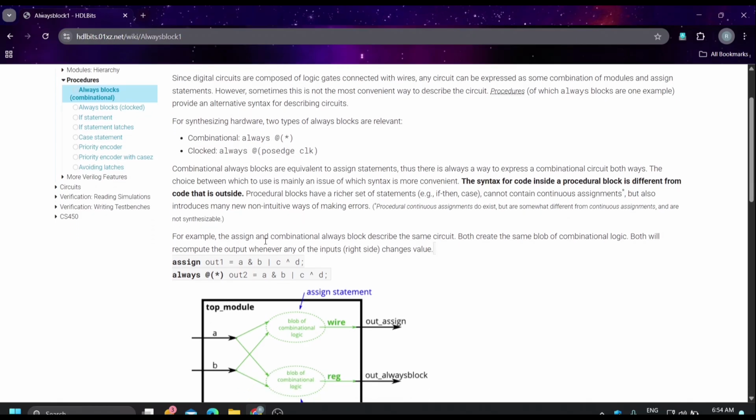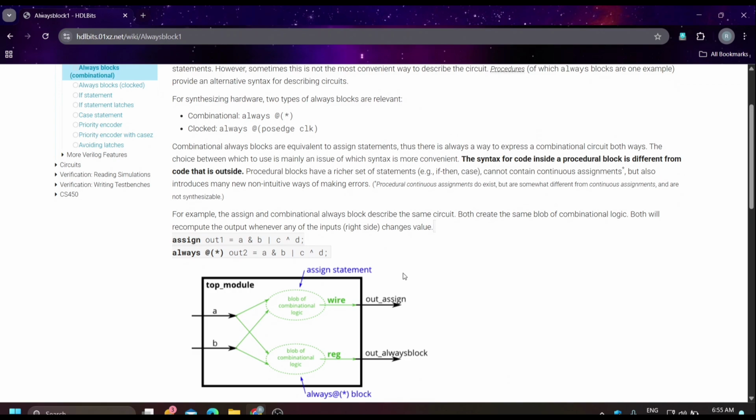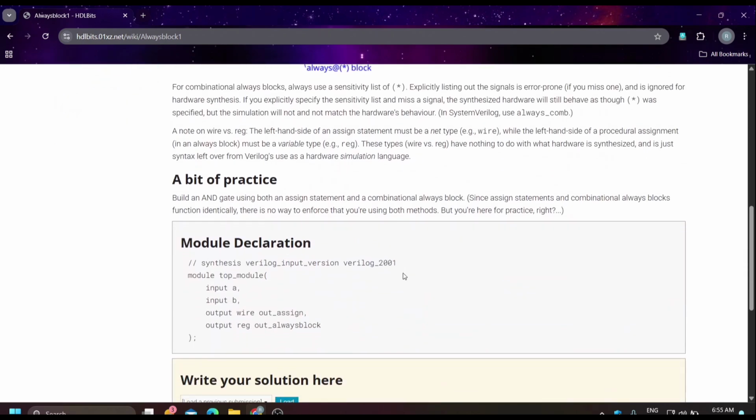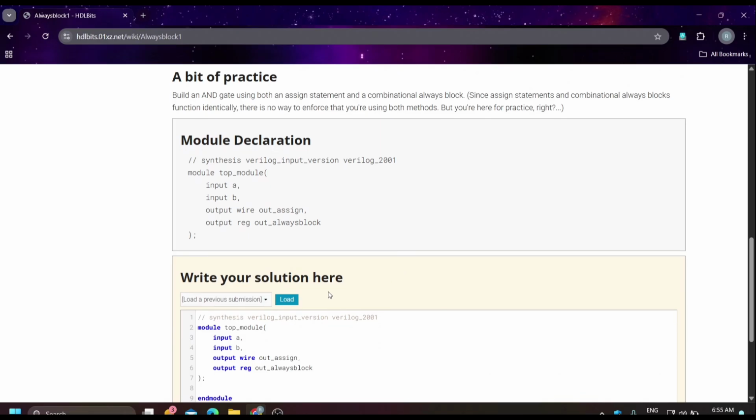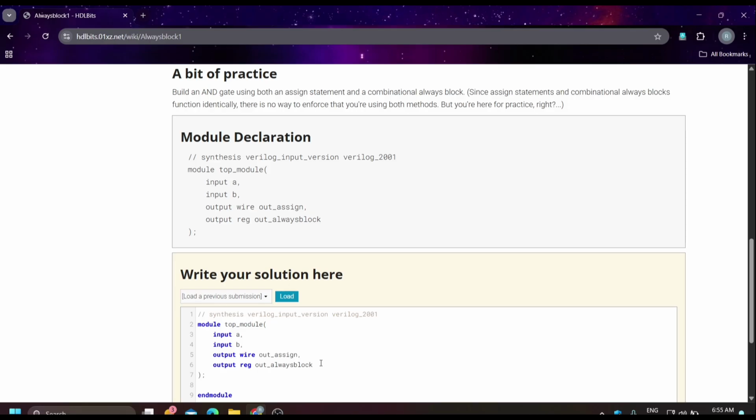See here, either we can use this assign, this data flow modeling, right? This assign out1 equal to a and b or c XOR d. So either we can write like this or we can use this always block. In both ways we can write. So here one question is given. We need to write the code for AND operation, and we need to write it in both ways, means by assign statement and by using the always block. So let's write this.